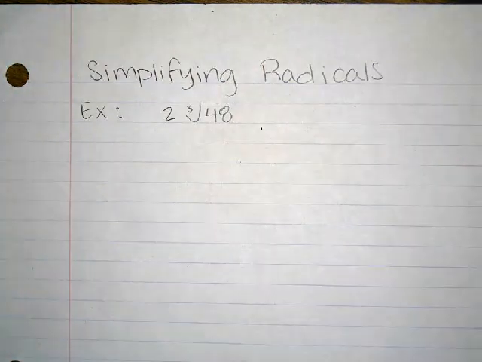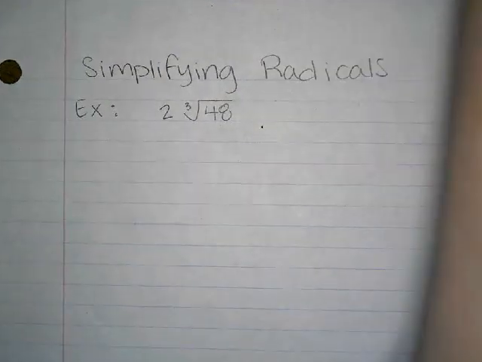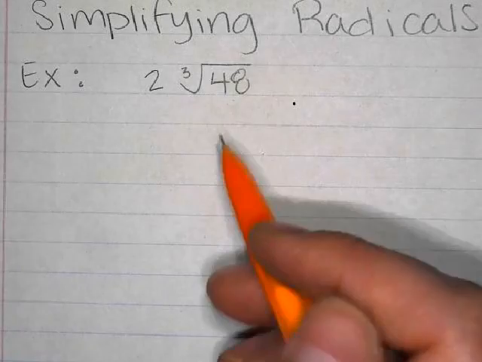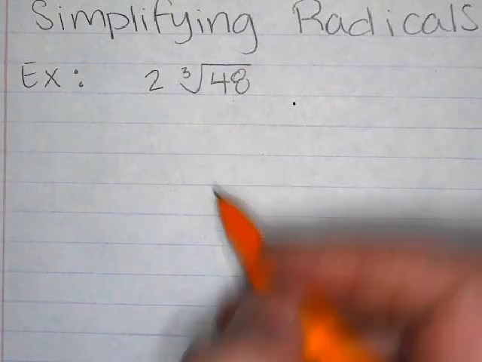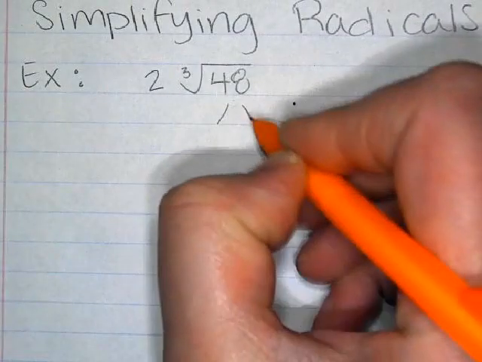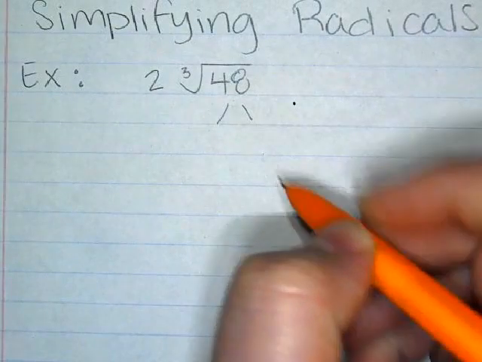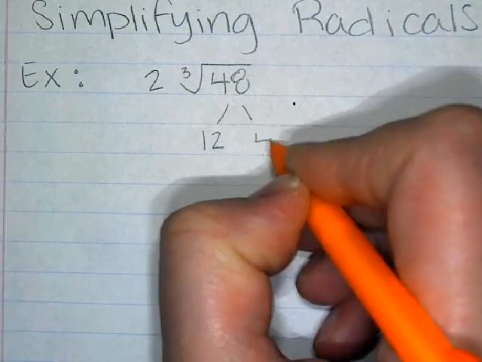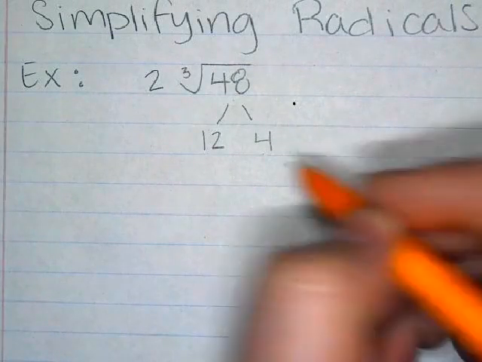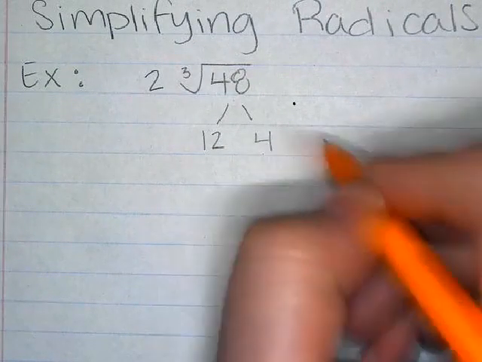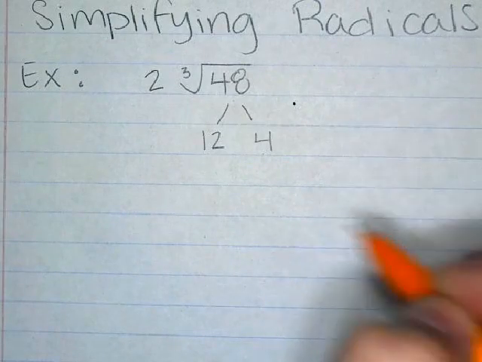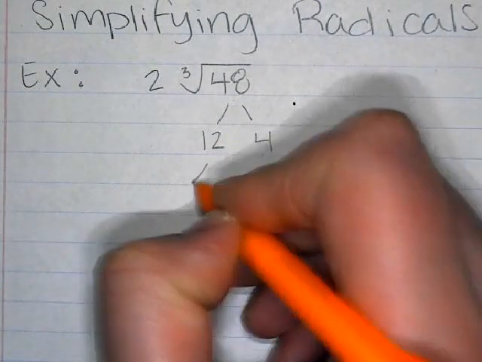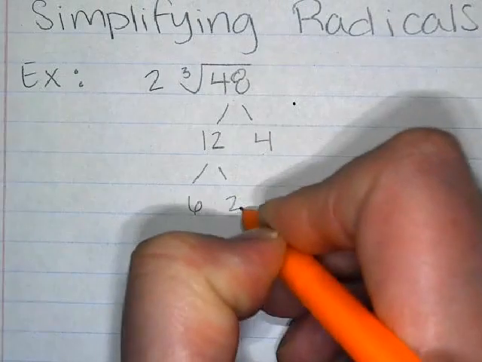Just like we did with the square roots, we're going to do the little factor trees. But we have to be careful since today we're dealing with radicals that aren't just square roots. So if we do our little factor tree, what times what is 48? 12 and 4. I heard other options, and you can do whichever you want, but 12 and 4 was what I heard first. How do we break those down? Okay, 6 and 2.